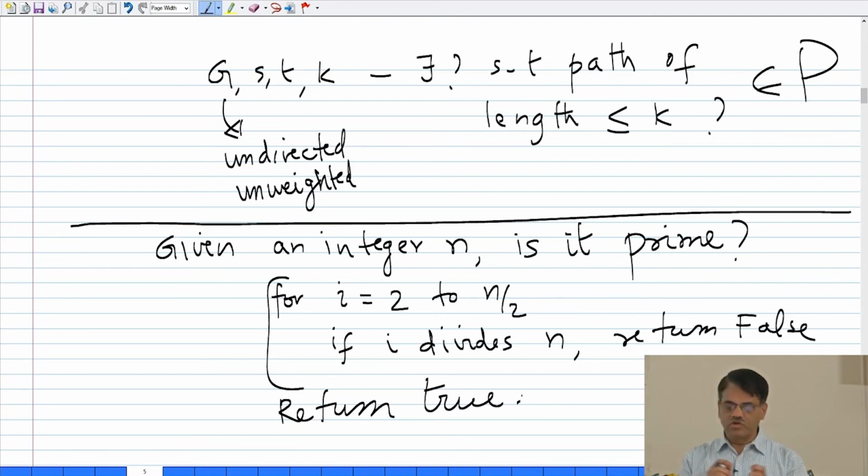By definition, you should go up to n minus 1 really, right, because a number is prime if there is no divisor other than 1 and n, or you can even go up to square root of n.